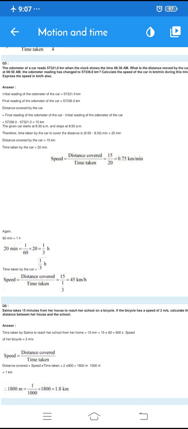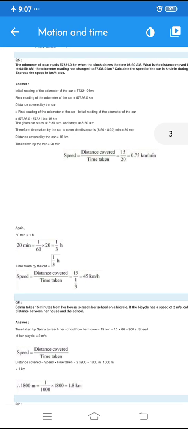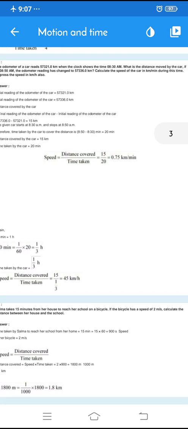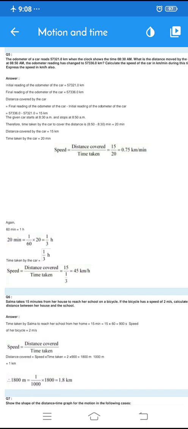The odometer of the car reads 57,321 kilometers when the clock shows the time 8:30. What is the distance moved by the car if at 8:50 a.m., after 20 minutes, the odometer reading has changed to 57,336 kilometers? Calculate the speed of the car in kilometers per minute during this time, and express the same speed in kilometers per hour also.